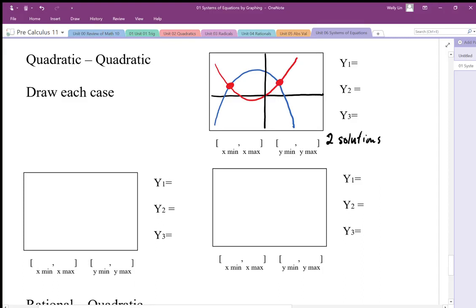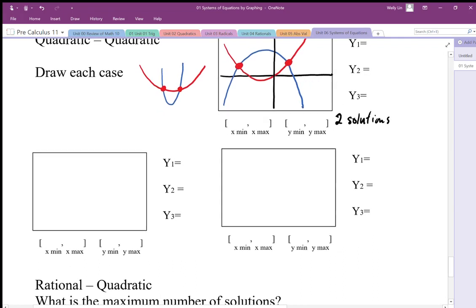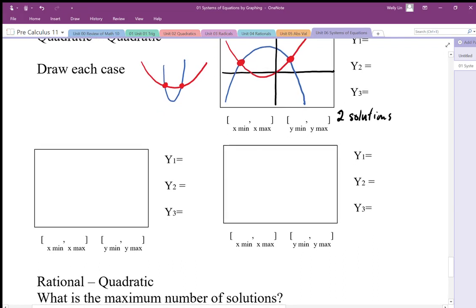We do have other situations where you have two solutions, and we can actually have two solutions with the parabolas opening the same way. I can have a thin parabola with a wide parabola, and I can end up with two solutions that way. So there's our two. We possibly have two solutions, and we can draw a case for that.